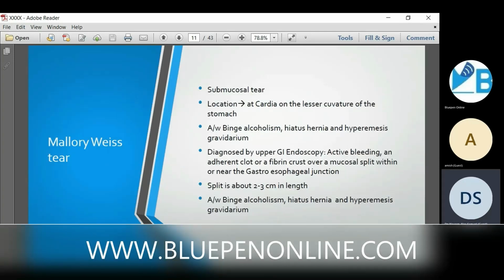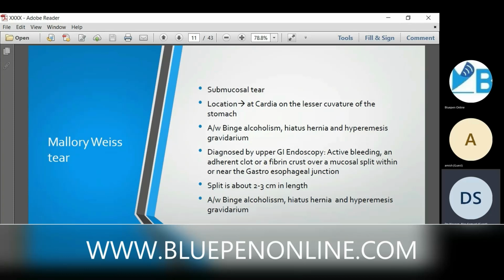Okay, fine. So now I'll tell you what Mallory-Weiss is. Mallory-Weiss is a very important topic. They might ask you for 3 marks individually. Mallory-Weiss is a submucosal tear. Remember, it does not cause a complete tear of the esophagus. It only causes a submucosal tear. Its location is at the cardia.